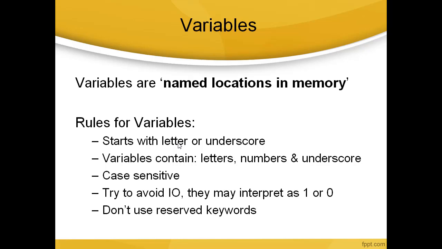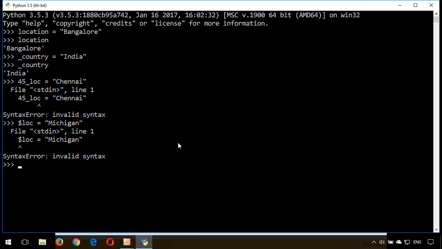In the second rule, variables can contain letters, numbers and underscore. Let's say I want to have a location with a code as 23, which is Amravati. When I enter, it is accepted, and let me print the value. It's printed as Amravati. From the second character, you can use characters, underscore or numbers.